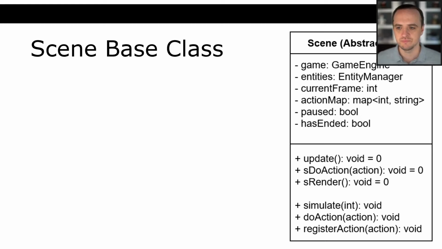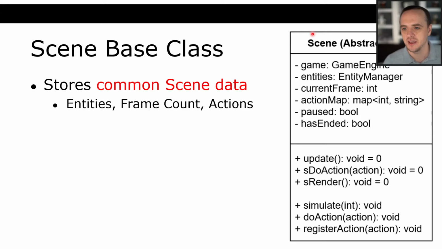All right, so now we have the scene classes. Let me move this for a second just so you can see this. In the top right, it says scene abstract base class. Of course, you should know what an abstract base class is because you've taken object-oriented programming. So what does the scene base class do? It stores the common scene data. Every scene is going to have some data in common. For example, it's going to store the entities in that scene. It's going to store the frame count, so how long this scene has been running. It's going to store maybe the actions that are possible at this scene.